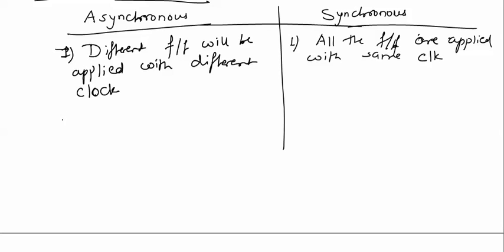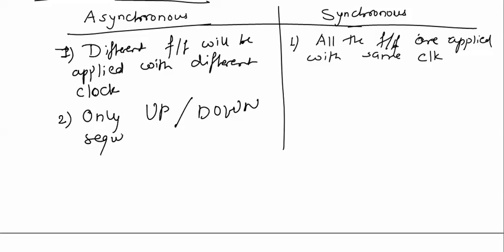Second, in an asynchronous counter, only up and down sequences are possible. Means a counter can count from 0, 1, 2, 3, 4, 5, 6, 7 or from 7, 6, 5, 4, 3, 2, 1, 0. Only these two sequences are possible.